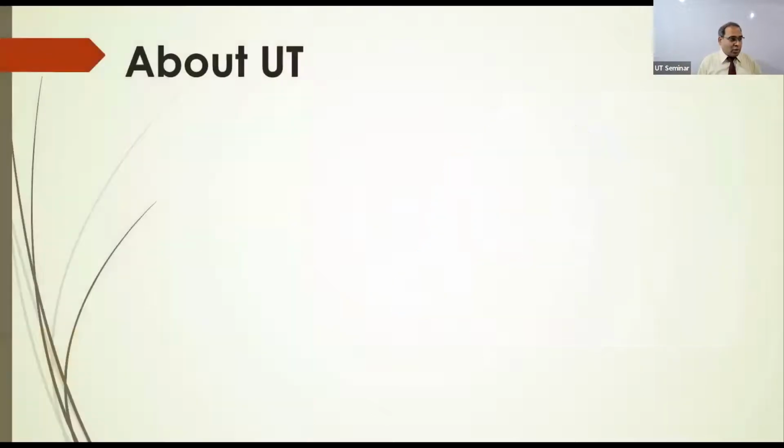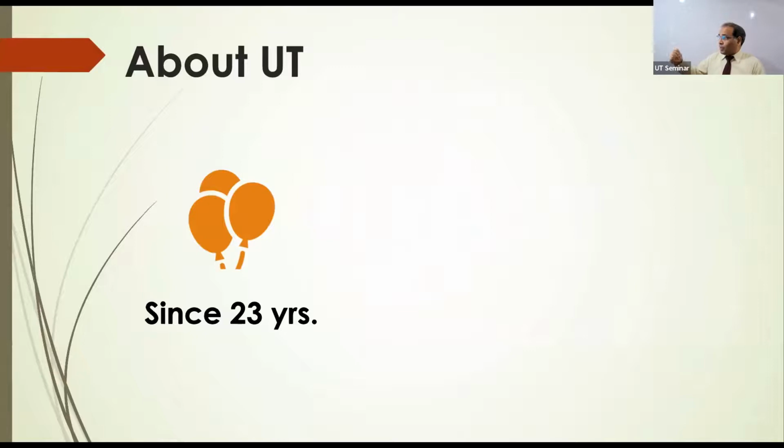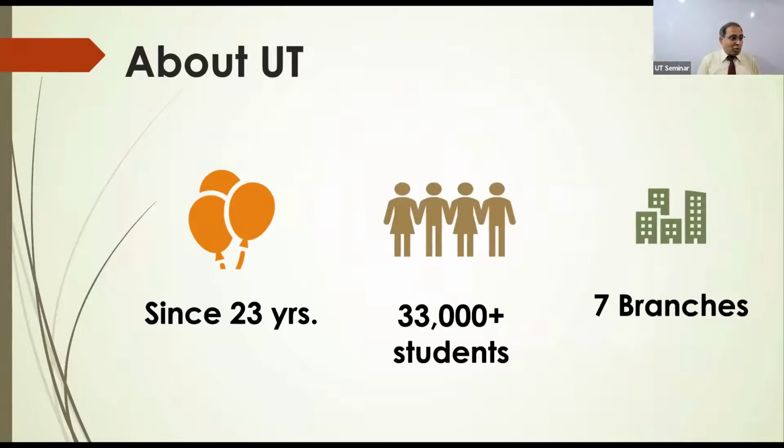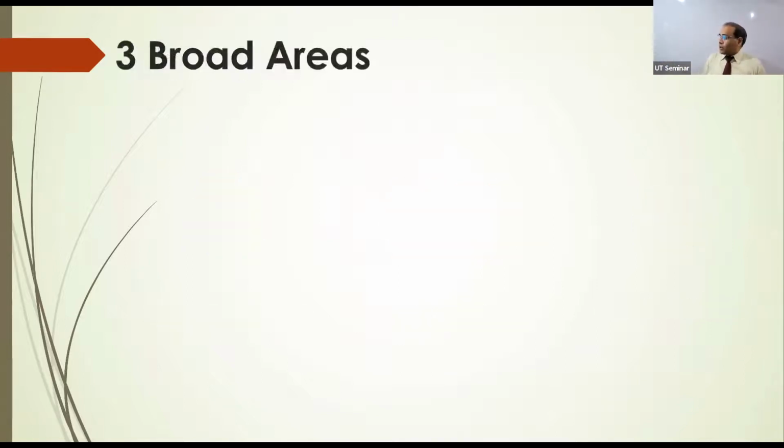We are a coaching institute. I started Universal Tutorials about 23 years ago. We've coached more than 33 thousand students across these 7 branches of Navi Mumbai. We are spread right from physical locations at Airoli, Koparkhairane, Nerul, Vashi, Sanpada, Kharghar, and Panvel. Across these branch locations, and now in COVID, we are doing a lot of online students who are joining us online. So that's about Universal Tutorials.